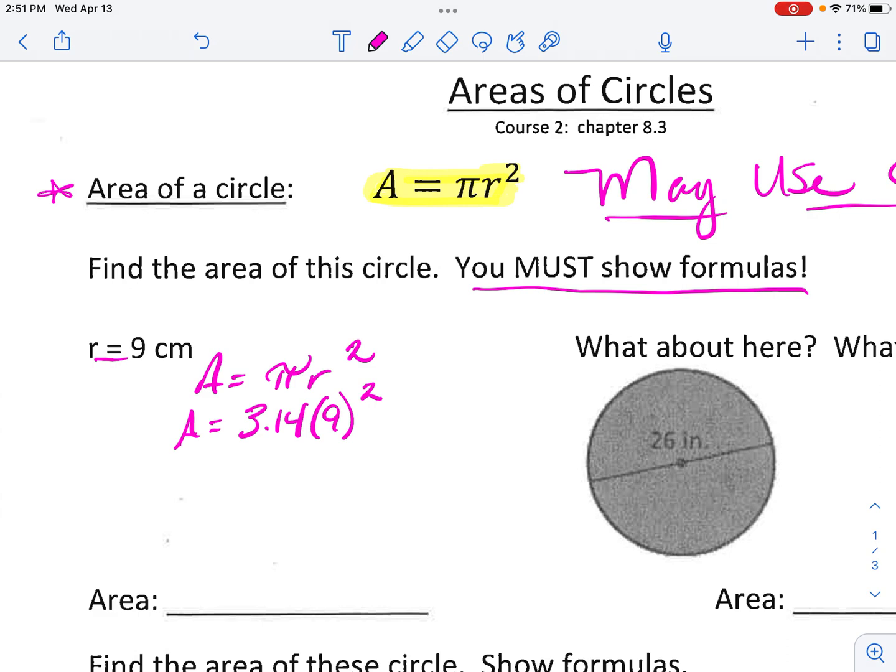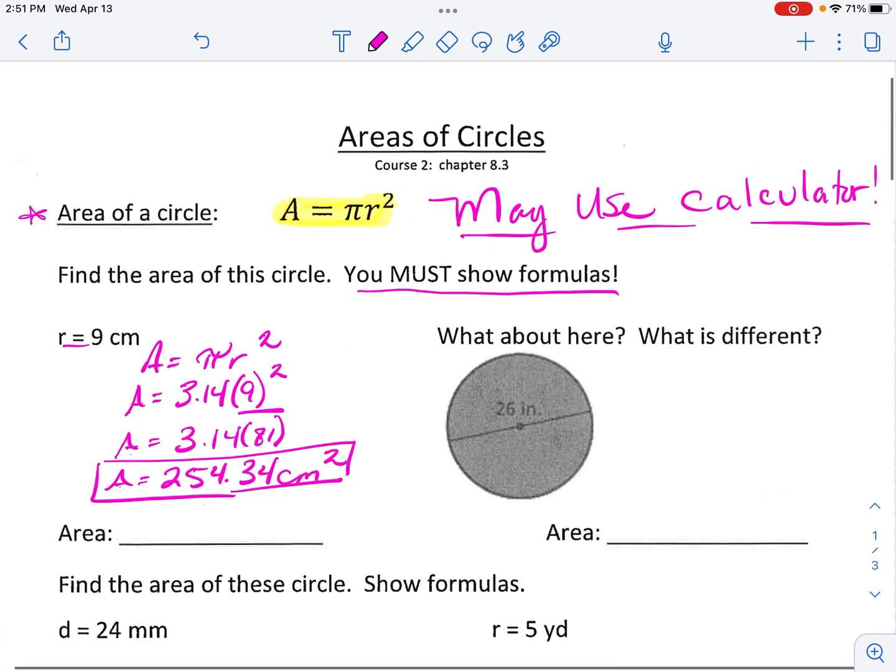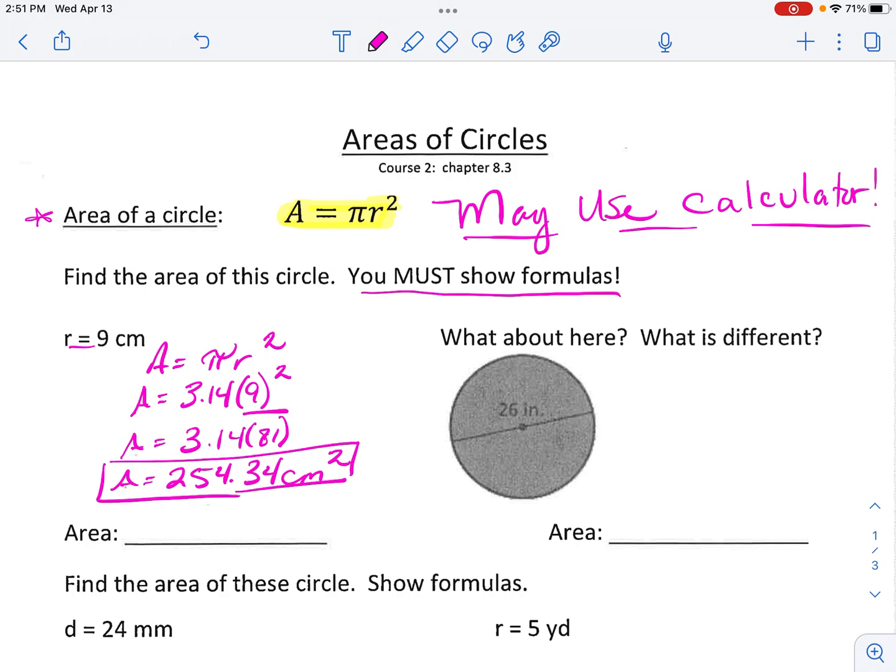Just like with order of operations, we know that we're going to do exponents first. So 9 squared is 81. So on my next line, I can write 3.14 times 81. And then we can use our calculator to solve. 3.14 times 81, you'll get 254.34. And we're going to label it centimeters squared. That is it.